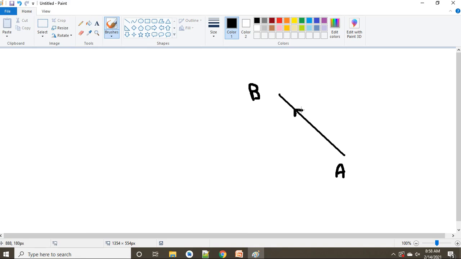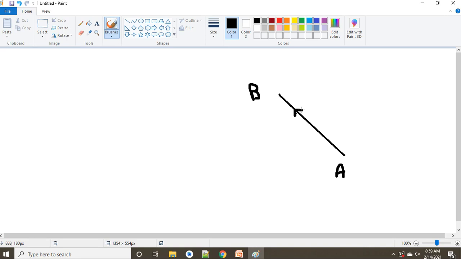It is A to B, so that is the direction. And the other thing is magnitude, meaning its width, the distance between A and B. That is written as mod AB. So why did I come to vectors? Let me come to the point after a few minutes.